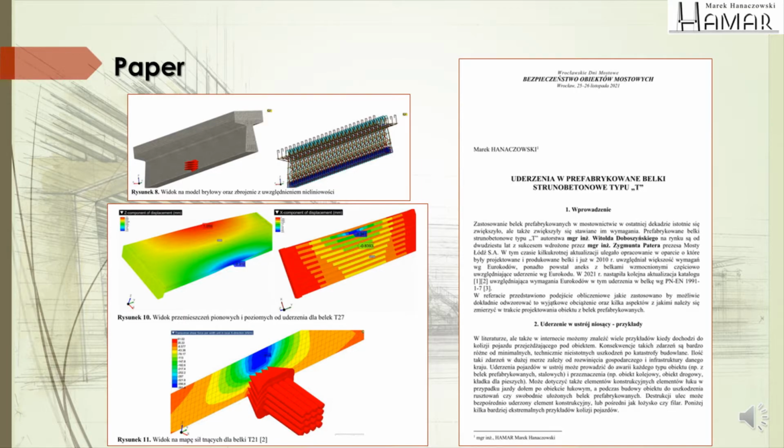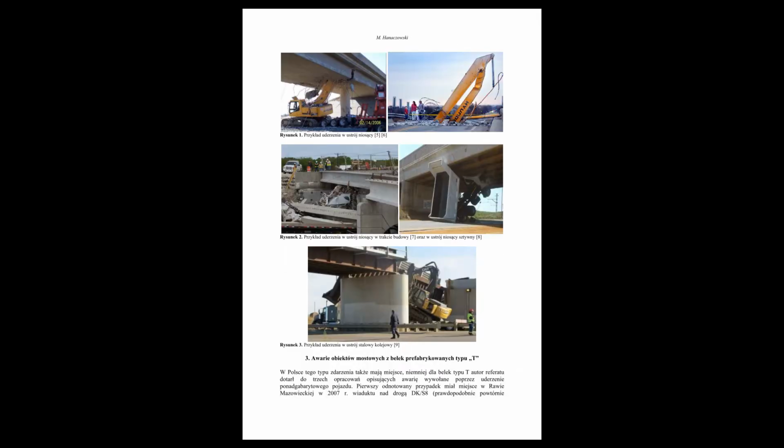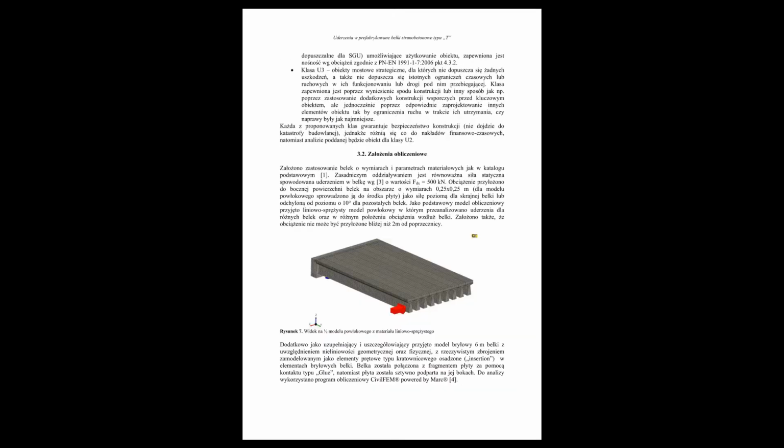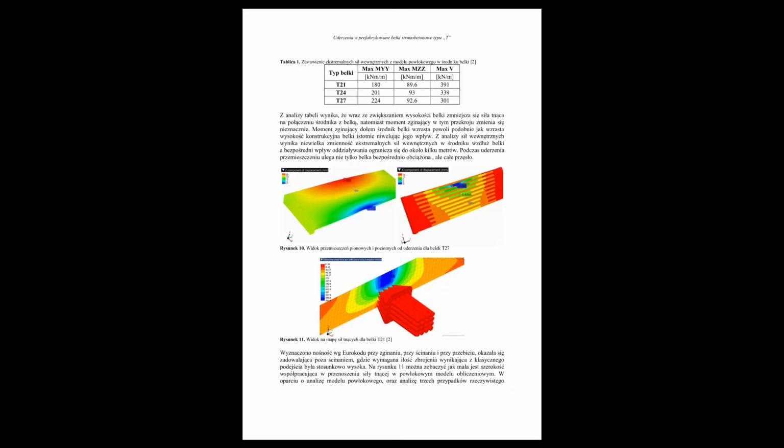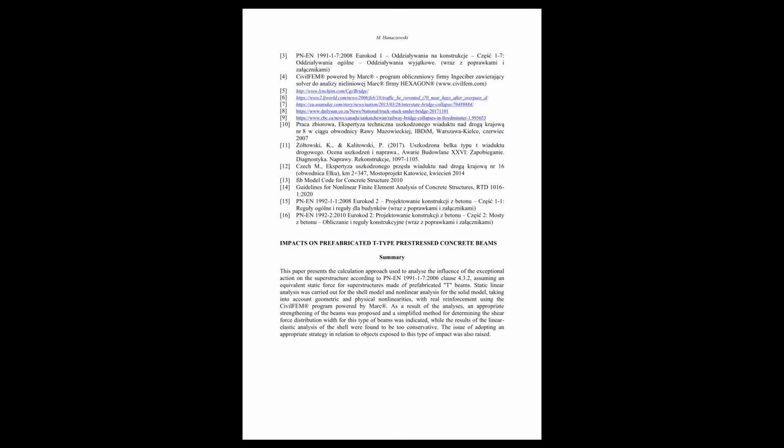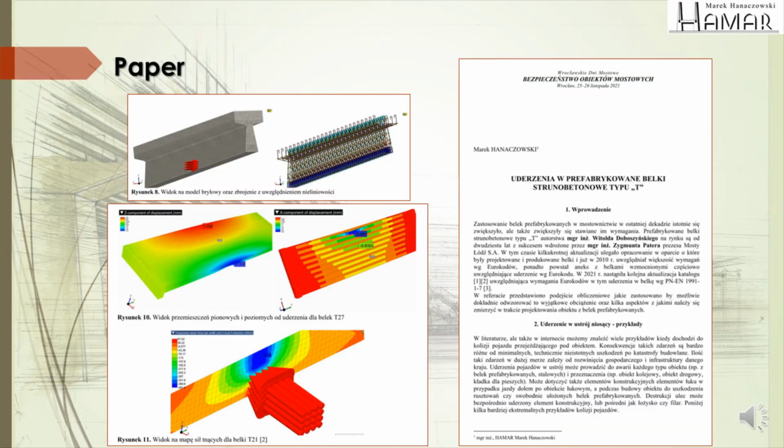This paper, you can see a capture of the paper. It was about impact on prefabricated T-type pre-stressed concrete beams. It was presented with the computational approach, finite element analysis, to reproduce an impact on a bridge superstructure according to the Eurocode. There are several aspects that should be faced in the bridge design considering this impact, and this approach was done with two different models: static linear analysis and shell elements for a global model, and then a more detailed, also static, analysis with nonlinear material models.